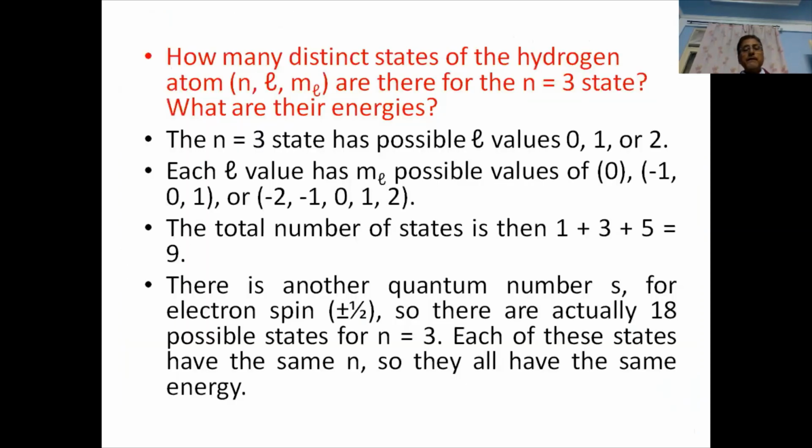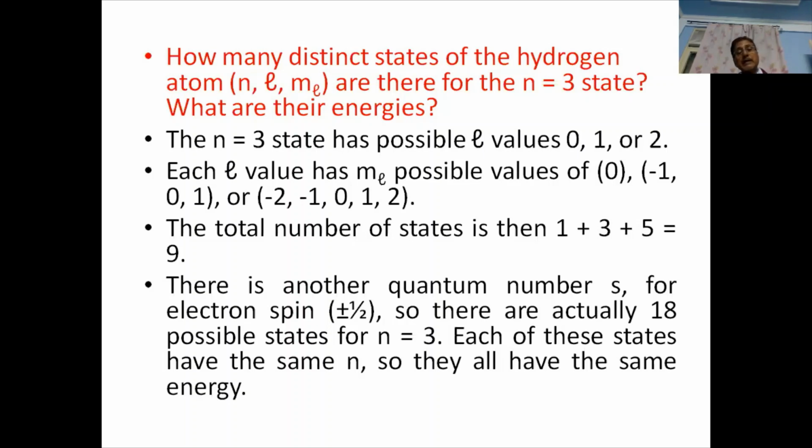Now, at the end of it, let us ask a simple question to understand whatever we have seen. How many distinct states of hydrogen atom n, L, ml are there for n is equal to 3 state? Now, how to answer this? Very simply. n is equal to 3 state has possible L values 0, 1 and 2. Each L value has ml possible values of 0, minus 1, 0, 1 or minus 2, minus 1, 0, 1 and 2. The total number of states now are, that is 1, then 3, and minus 2 to plus 2, that is 5. So the total number of states is equal to 9.